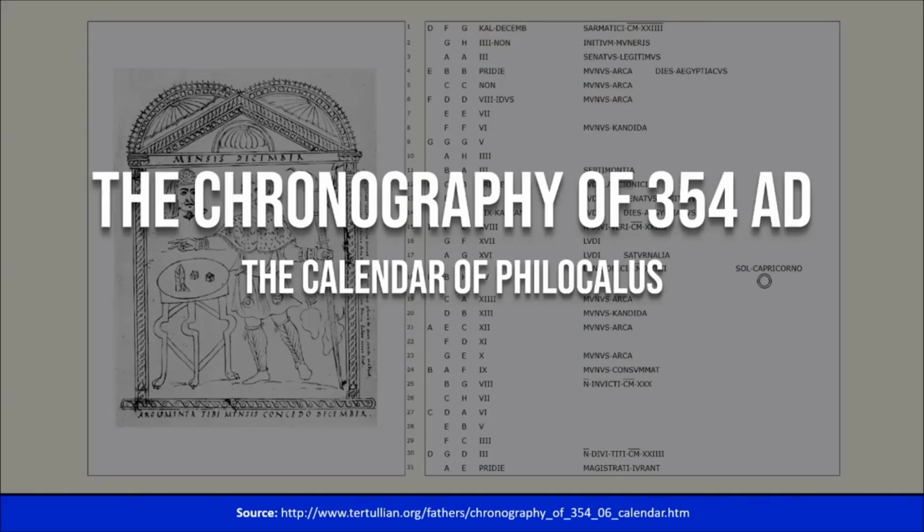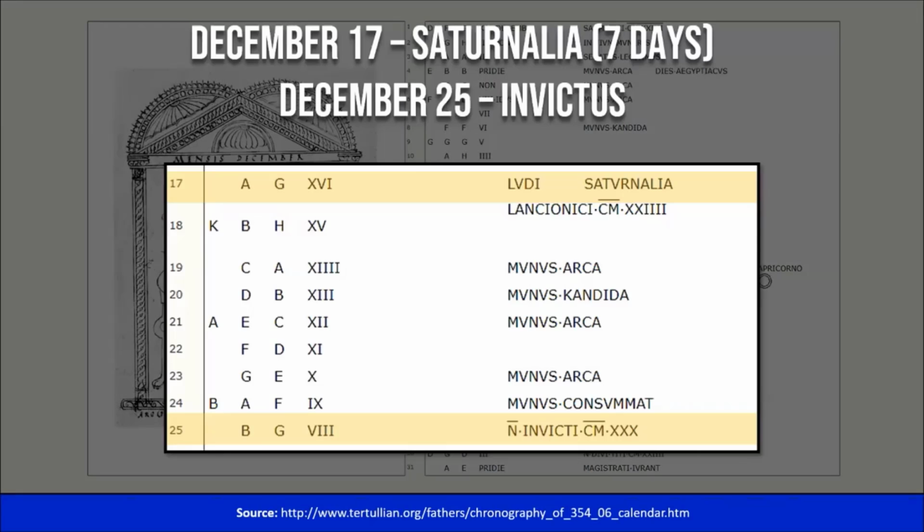The Chronography of 354 AD. This is called the Calendar of Philocalus. This is the absolute first calendar ever found with celebrations on the 25th of December. On the 17th of December, you have a festival called Saturnalia. On the 25th of December, you've got a festival called Invictus.